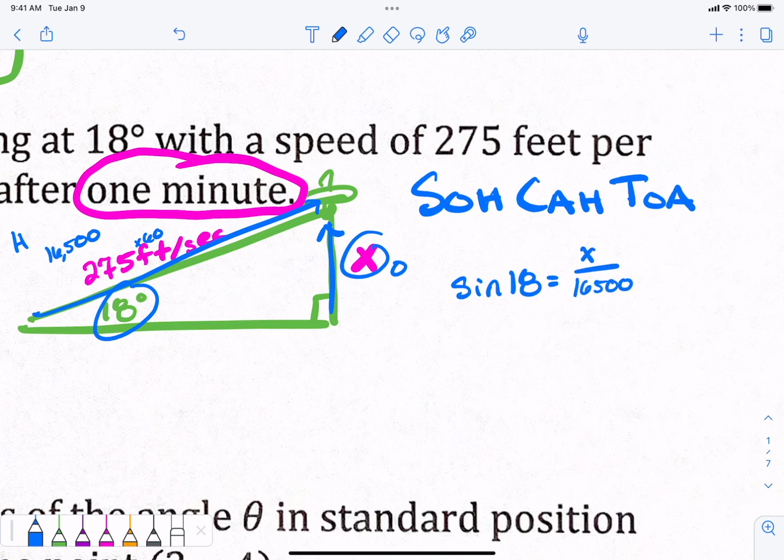Times 16,500 times 60. Pause. Do you want to be in radians or degrees? Degrees. Because you're in 18, 18 degrees. This is a degree, so make sure you're in degrees. Go to mode.